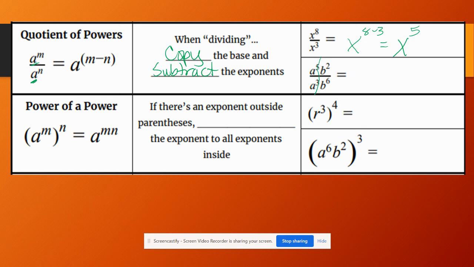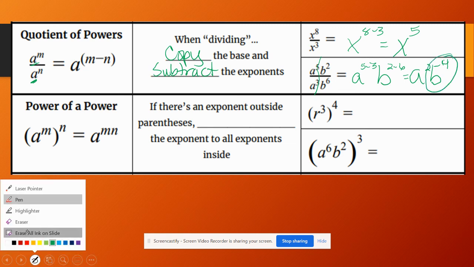All right, we have two different things going on here. So we have a, and we have 5 minus 3 for that. And then we have b for 2 minus 6. Well, that's a squared and b to the negative 4th. But wait a minute. We said we can't have negative exponents, so where does this b go? Well, that b flips underneath.